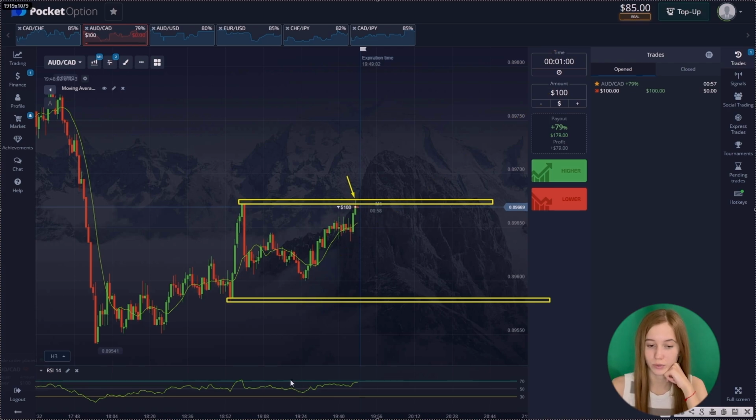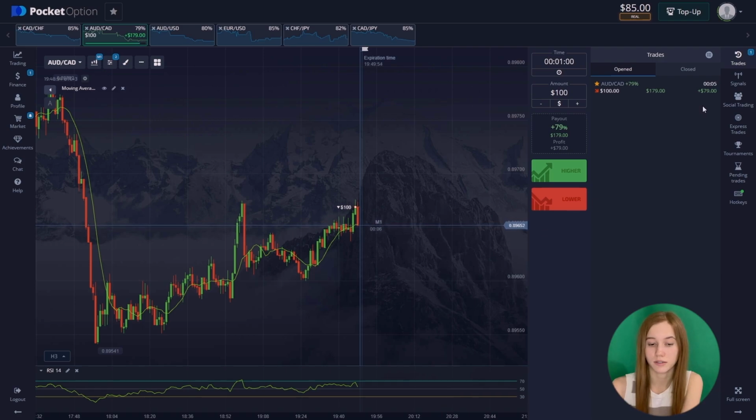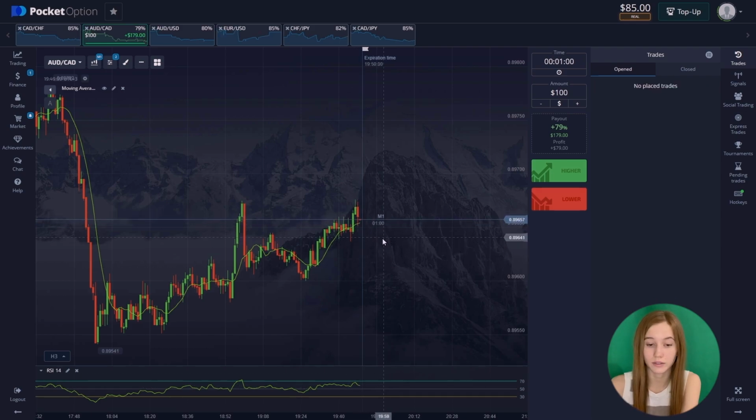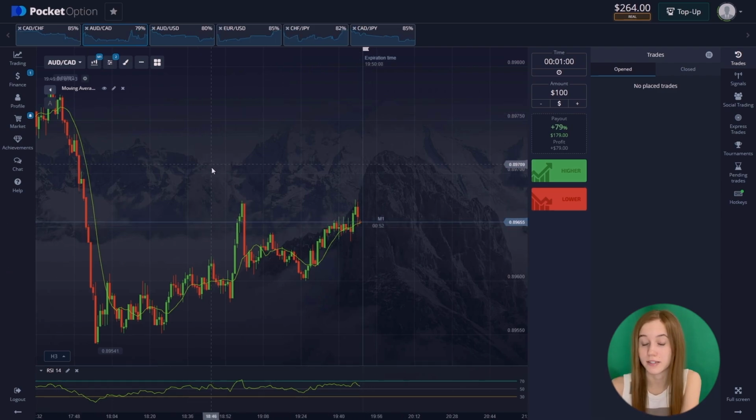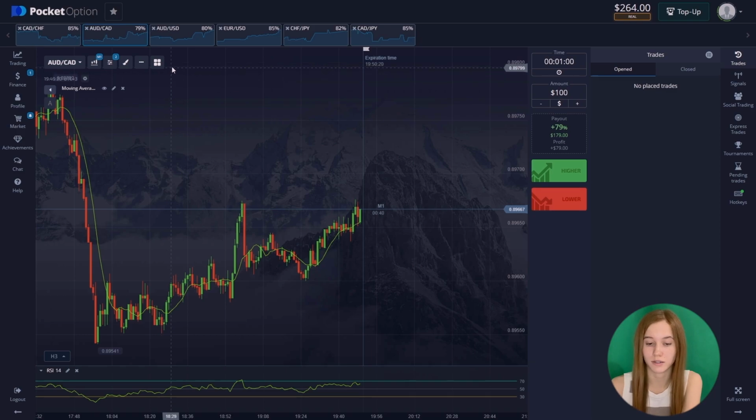RSI also, we see we reached the overbought area in the upper position. 4 seconds left until the end, and the trend is falling. RSI indicator also looks down. Okay, good. We have a plus still, $79 on our balance, is our profit. So I recommend you these indicators as confirmation of your technical analysis.